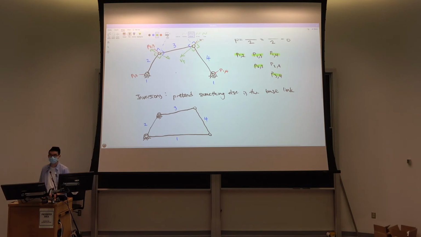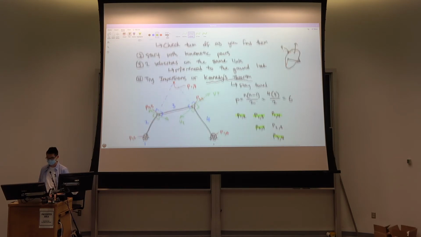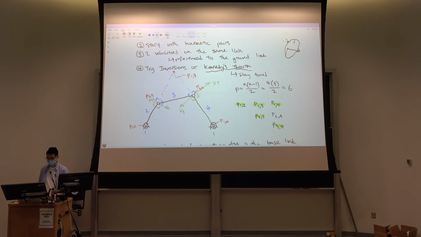Okay. So now that link 2 is the ground link, does anyone have any guesses about which of these two methods we can use? Kinematic pairs or two velocities on the same link? Any guesses? Yeah? Two velocities on the same link?